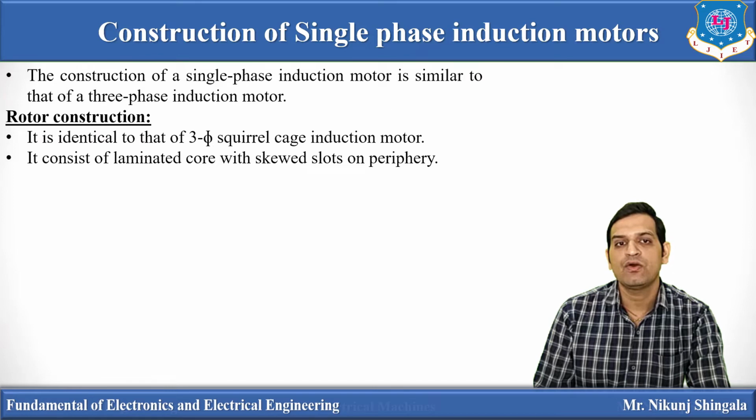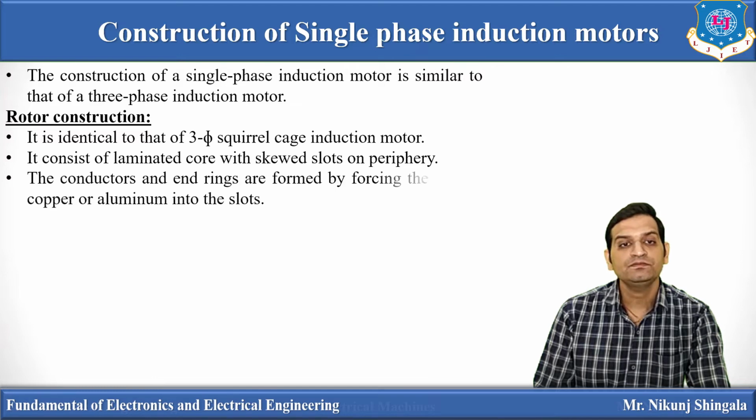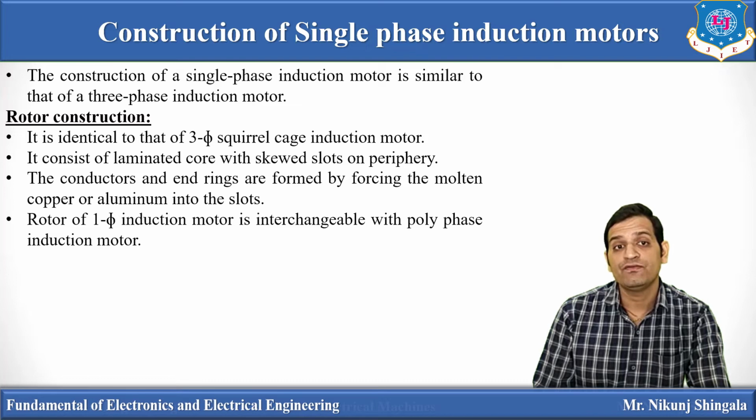It is made up of a laminated core, a cylindrical construction, which has skewed slots on its outer periphery, as we already discussed in the video lecture on the three-phase induction motor. The conductors and end rings are formed by forcing molten copper or aluminum into the slots. So copper bars are in the slots, which are short circuited by the end rings. This is a squirrel cage type of rotor, quite similar to that used in the three-phase induction motor. In fact, the rotor of a single-phase induction motor is interchangeable with that of a polyphase induction motor.